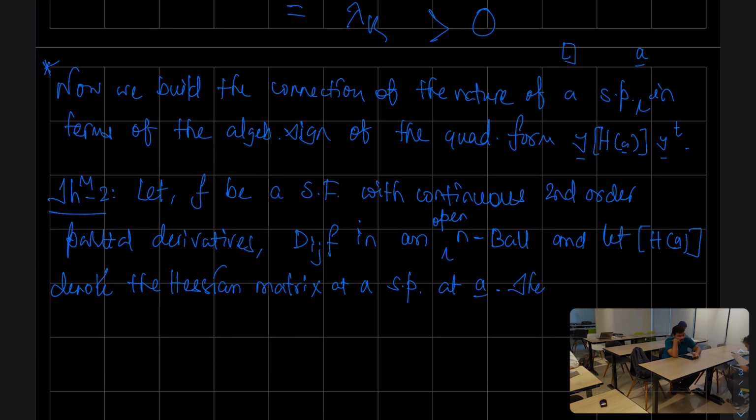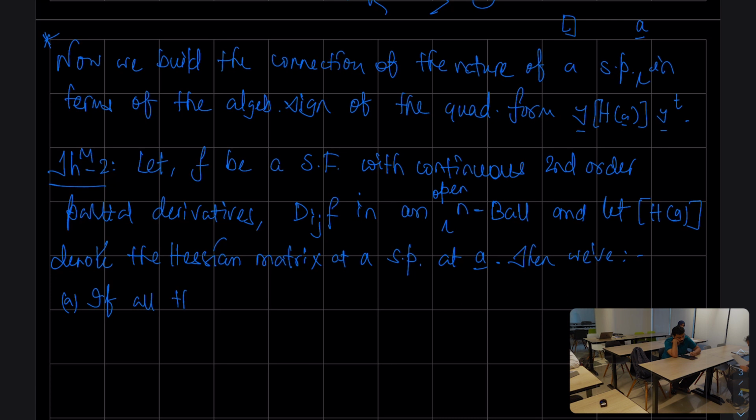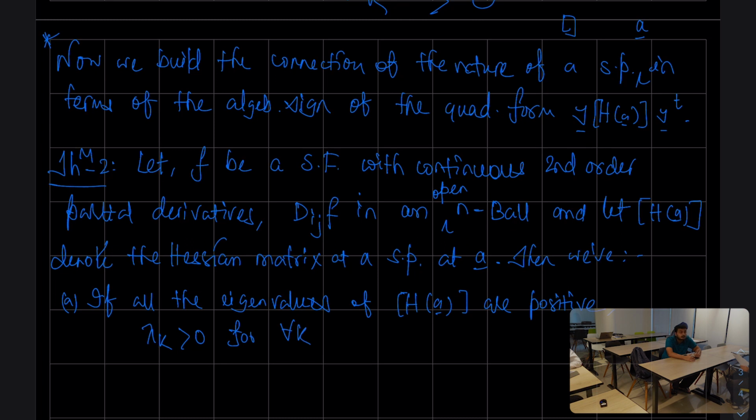Then we have: if all the eigenvalues of the Hessian matrix are positive, this statement can be cast as lambda k greater than 0 for any k, which would mean that all of them are positive, then f has a relative minimum at A.